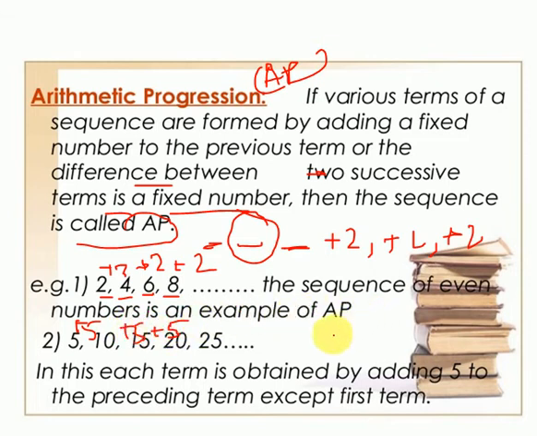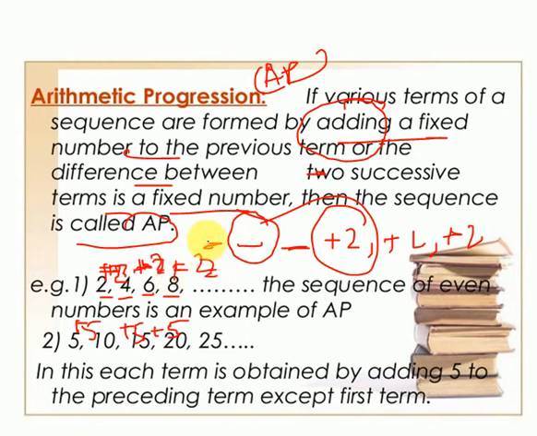Now here you can see that in arithmetic progression only adding a fixed number is there, but in a sequence it can be subtraction, addition, division or multiplication. But in arithmetic progression we are just talking about adding a fixed number. Okay, if it is like plus 2, then again plus 2, then again plus 2, so this is arithmetic progression.